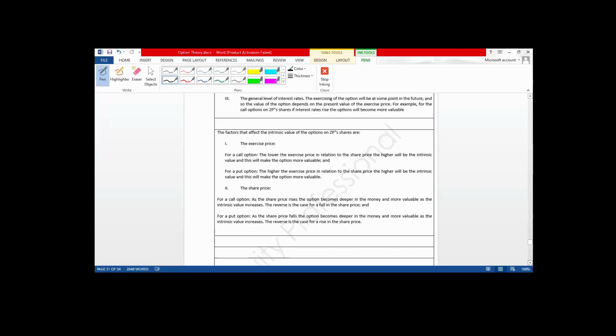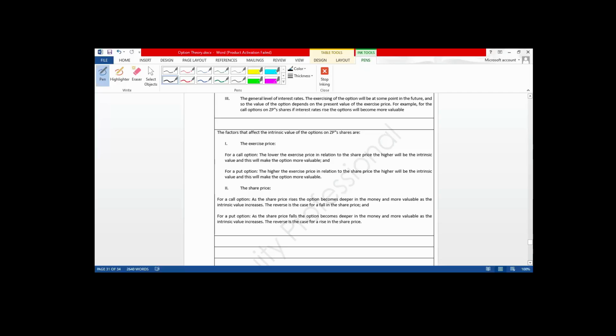Then the share price. Share price will also affect intrinsic value. As the share price rises, the call option becomes deeper in the money. The intrinsic value will increase. For a put option, as the share price falls, the option becomes deeper in the money. Hence, intrinsic value will rise.